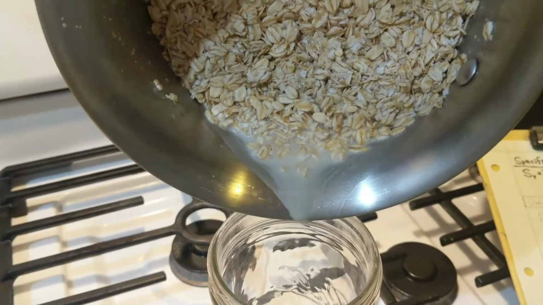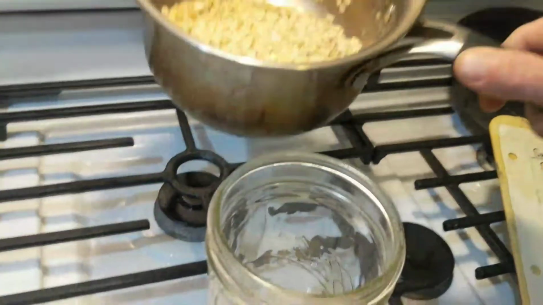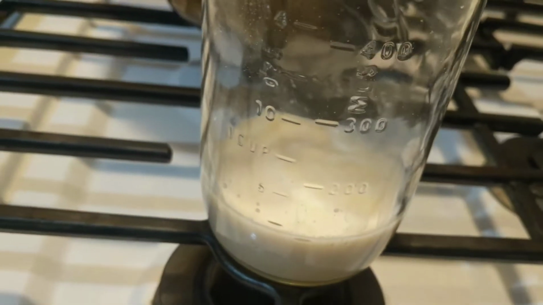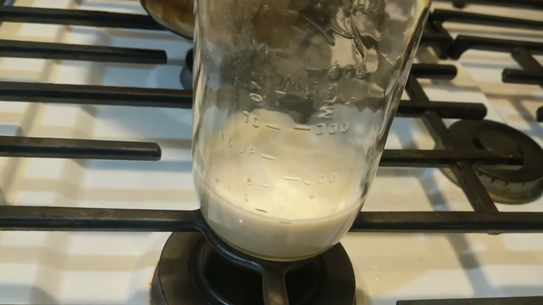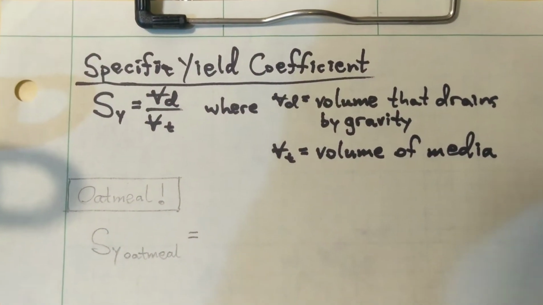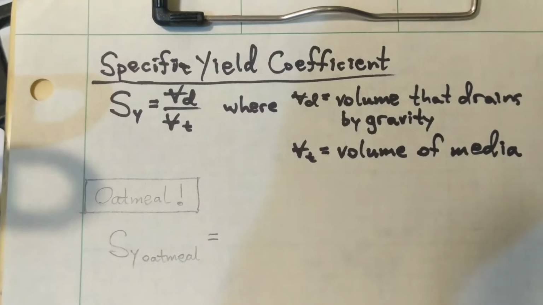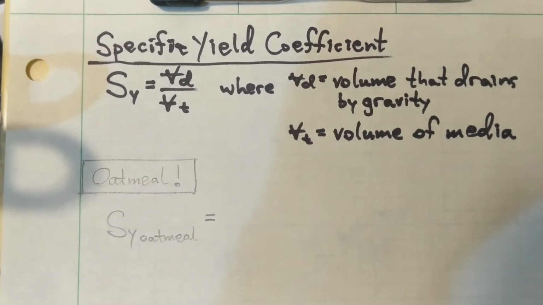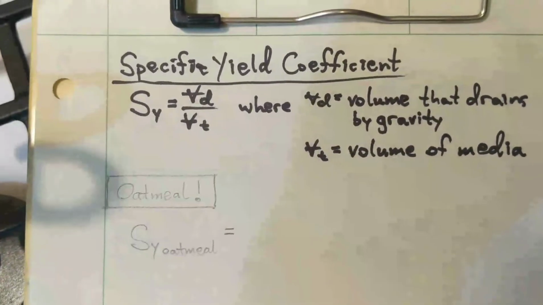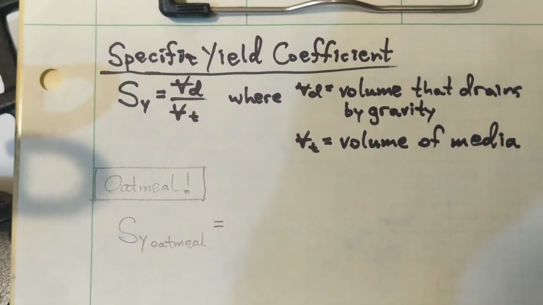Maybe about 10 milliliters to our estimate. Oh, and there we go. That's about 100 milliliters. Okay. So, the volume that drained by gravity was 100 milliliters, and the volume of the media was 400 milliliters. And so, this portion of oatmeal is 0.25.